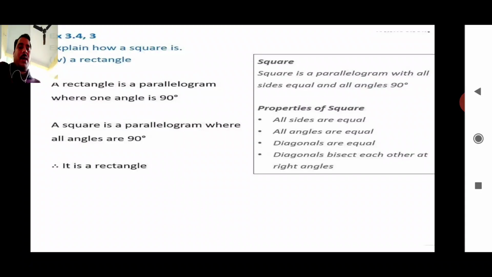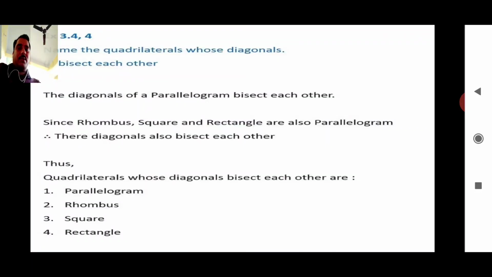A rectangle is a parallelogram with one angle 90 degrees. It is defined by the parallelogram theorem that a rectangle is a parallelogram where one angle is 90, and we know that a square is a parallelogram where all angles are 90, and we need one angle 90. So if all angles are 90, then one angle must also be 90 degrees. So all squares are rectangles because in a square all angles are 90 degrees. Next one. Bisect each other.